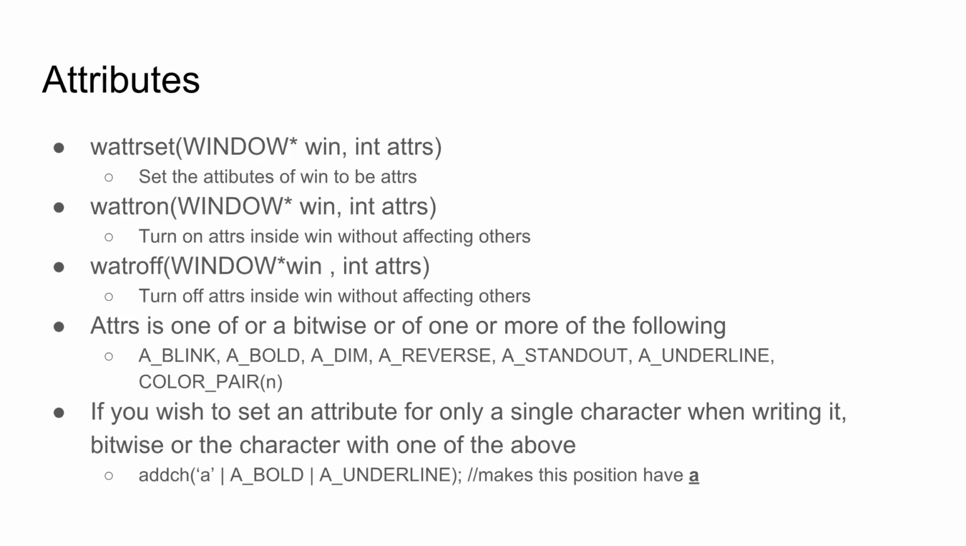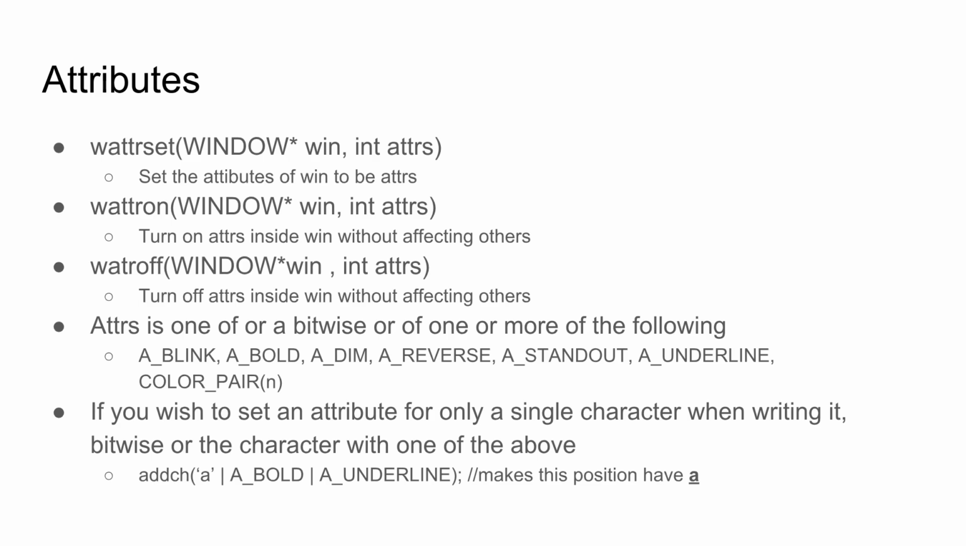There are also certain attributes that you can turn on at the window level or for a particular cell. Attribute set will set the attributes of that window to be whatever you want them to be, for the entire window, and it will set them to be exactly that. On will turn those attributes on, but the ones you don't talk about, their state will remain unchanged. Off turns off the ones that you tell it to turn off. The ones you don't mention stay whatever their state happens to be. The attributes can be one of blink, bold, dim, reverse, standout, underlined, or color pair.